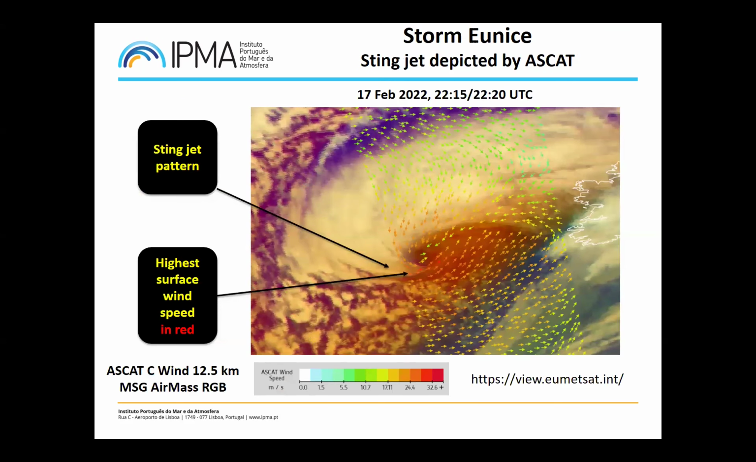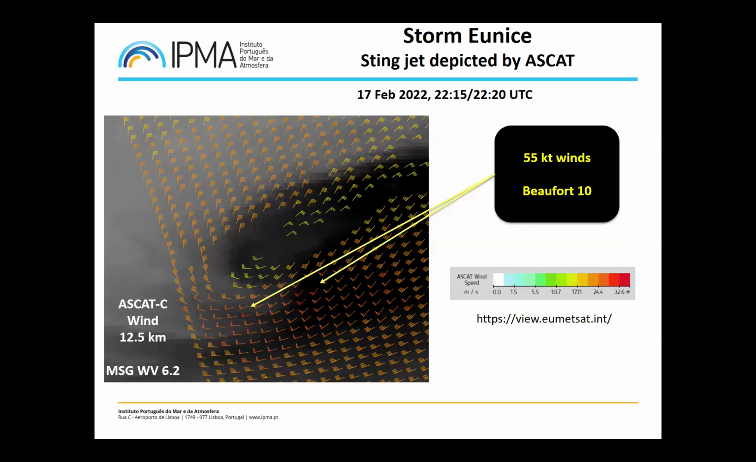Regarding Eunice, this is a very nice overlay between the ASCAT sea winds at 12.5 kilometer resolution with the air mass RGB from Meteosat Second Generation. And you can see here clearly the sting jet in the image pattern, and you could check that the highest surface winds here in red are really in the tip of this sting. So this is a very nice combination of these two kind of observations. You could see it here more clearly. You have here to the south of the depression, you have even 55 knots of wind.